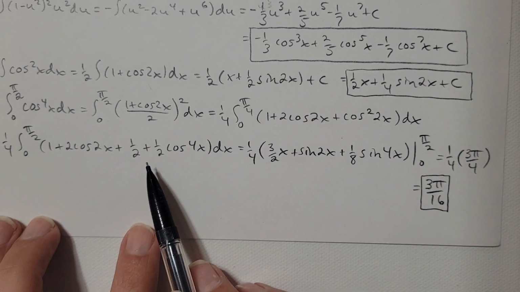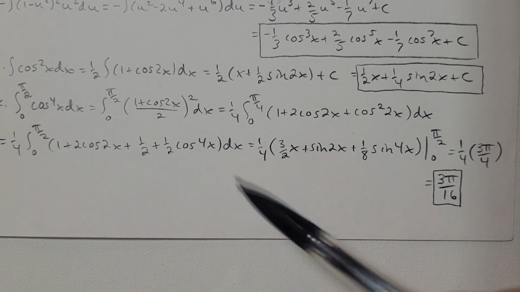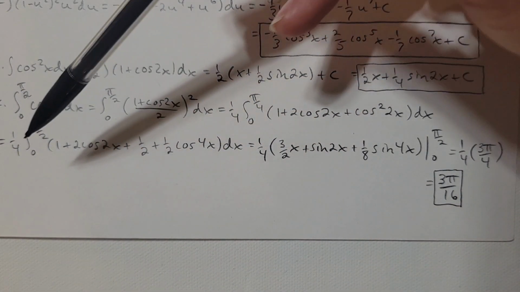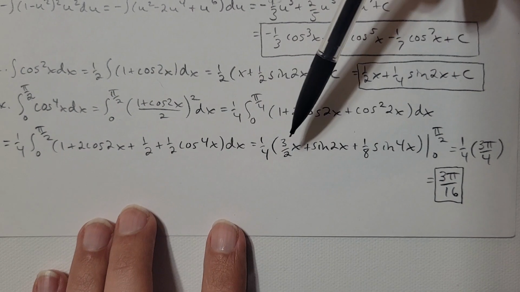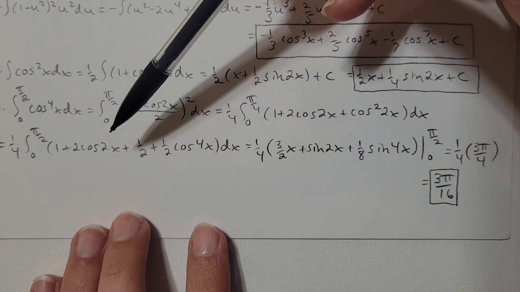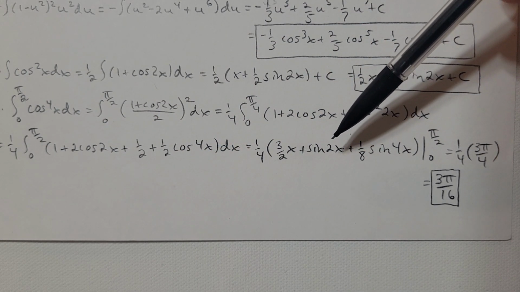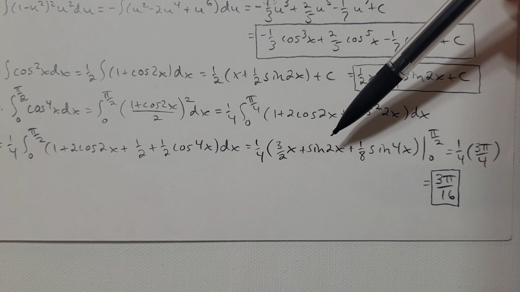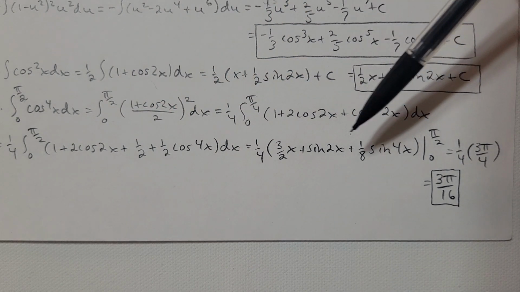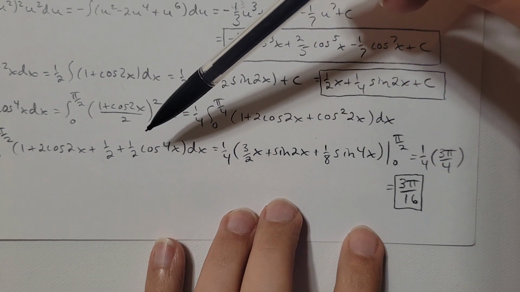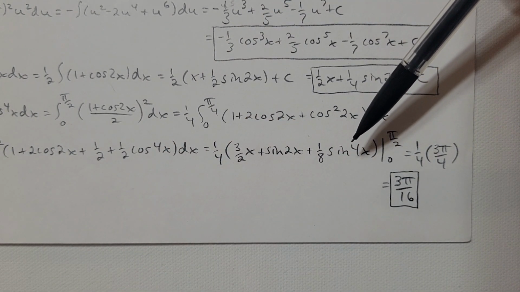All right? 1 plus 1/2, that's 3/2. And now this allows me to then find the antiderivative. So it's going to be 1/4, keep that in front there, times 1 plus 1/2, that's 3/2 times x, plus the antiderivative of 2 cosine 2x, that's sine 2x. So again, when I take the derivative of sine 2x, that's using the chain rule, it'd be cosine of 2x, then times 2, it's right there, okay, plus the antiderivative of 1/2 cosine 4x, well, that's going to be 1/8 sine of 4x.